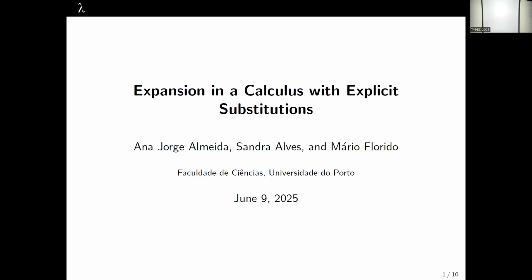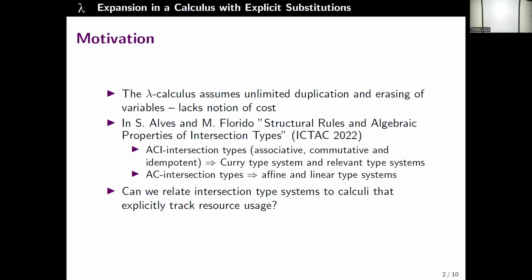And this work was done in collaboration with Sandra Alves and Mário Florido. So, to start, we all know that the lambda calculus assumes unlimited duplication and erasing of variables, which means that it lacks a notion of cost. And we also have substructural type systems which restrict variable usage.